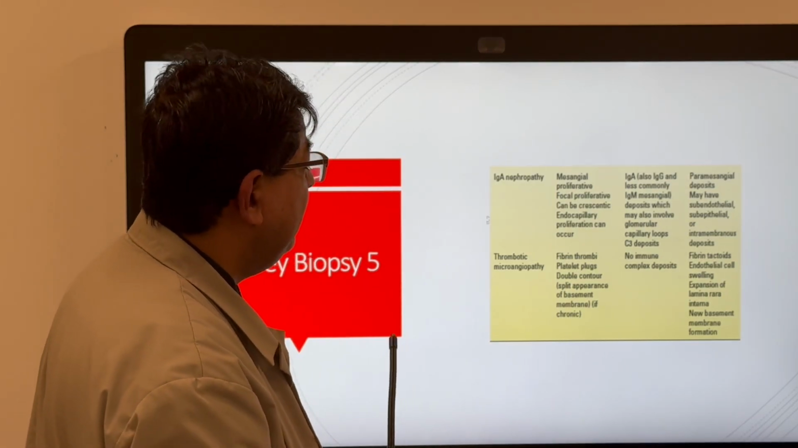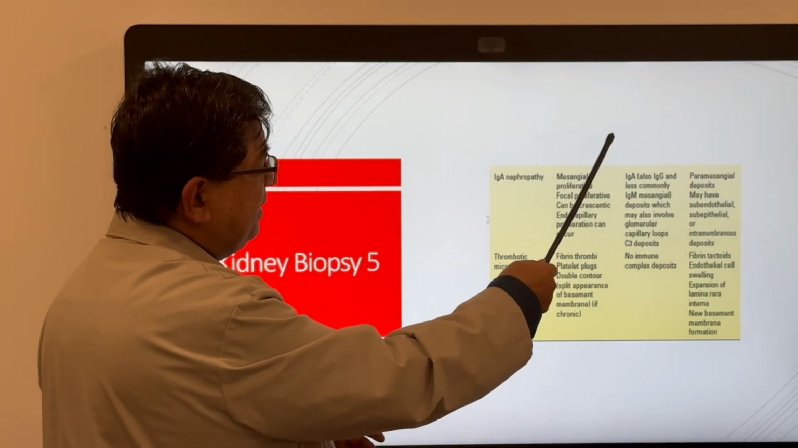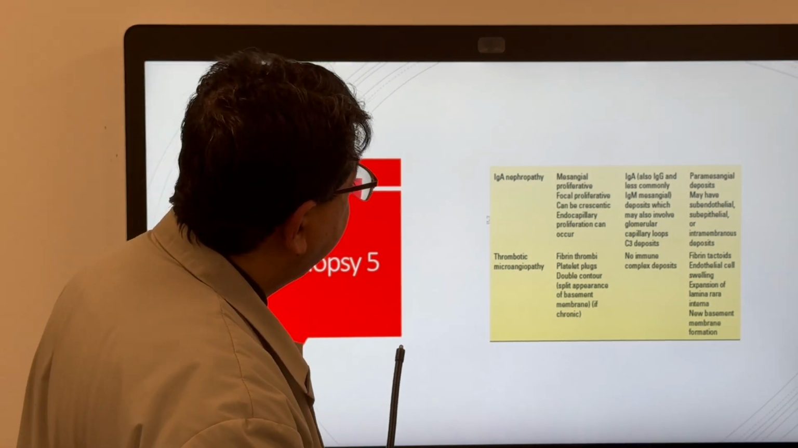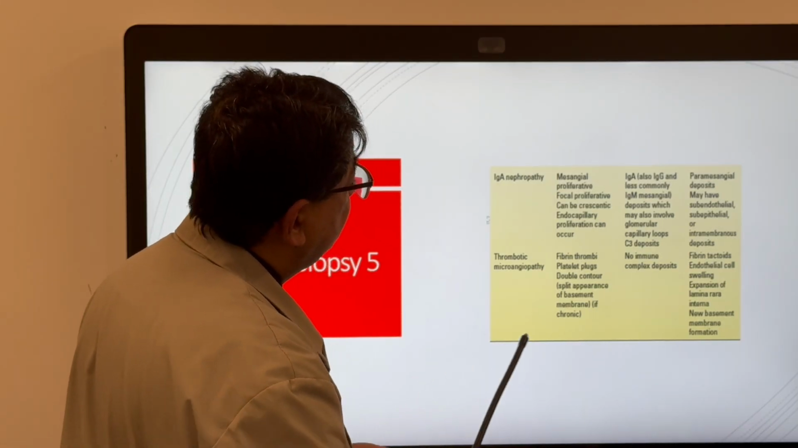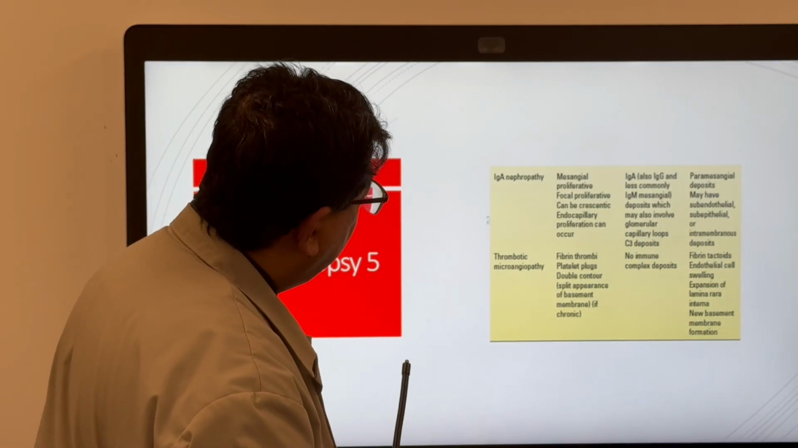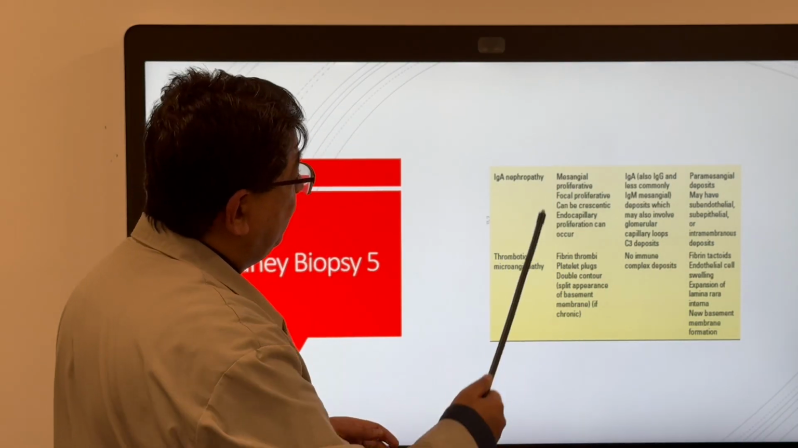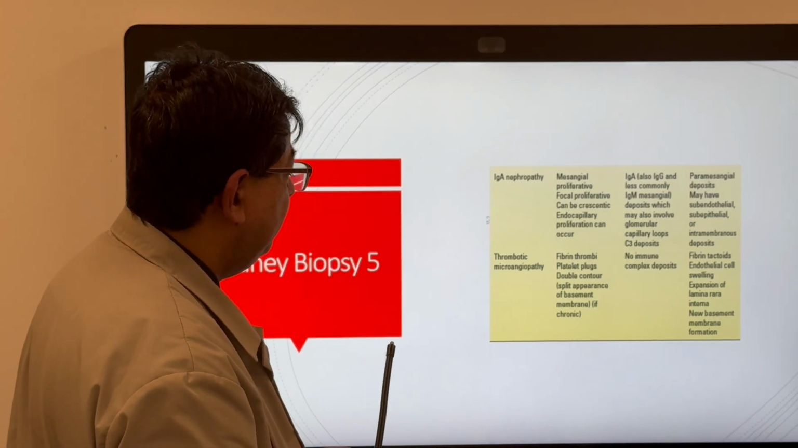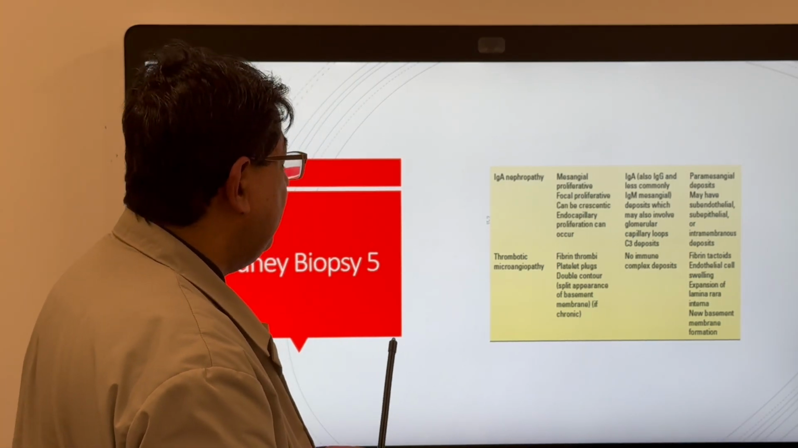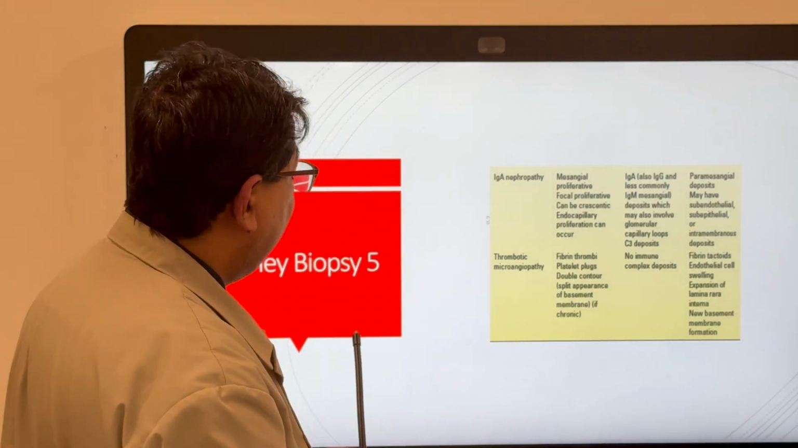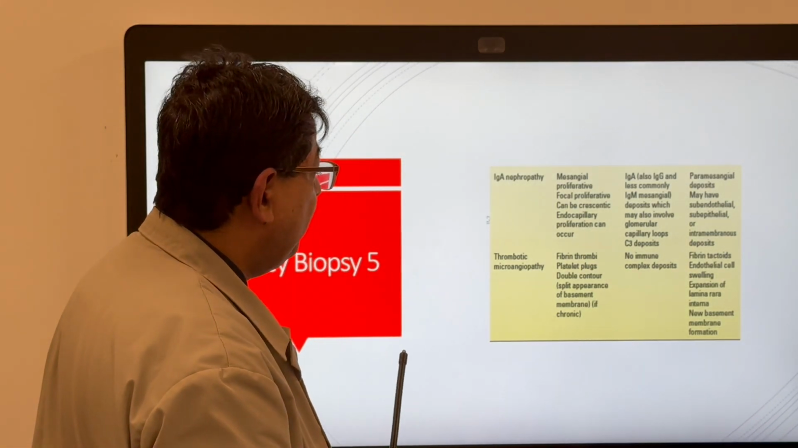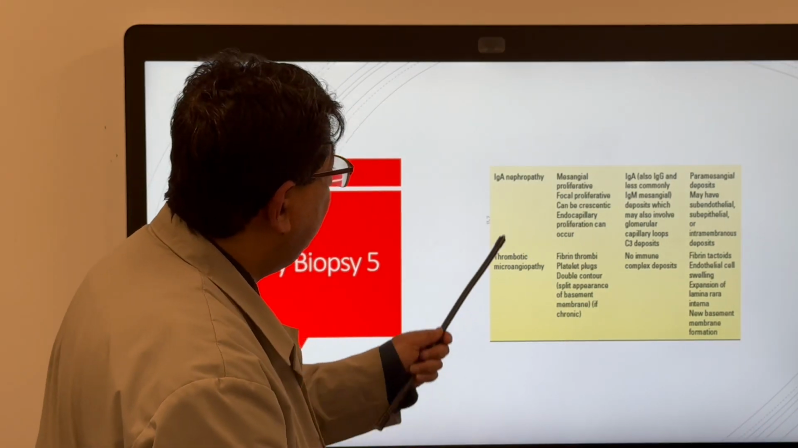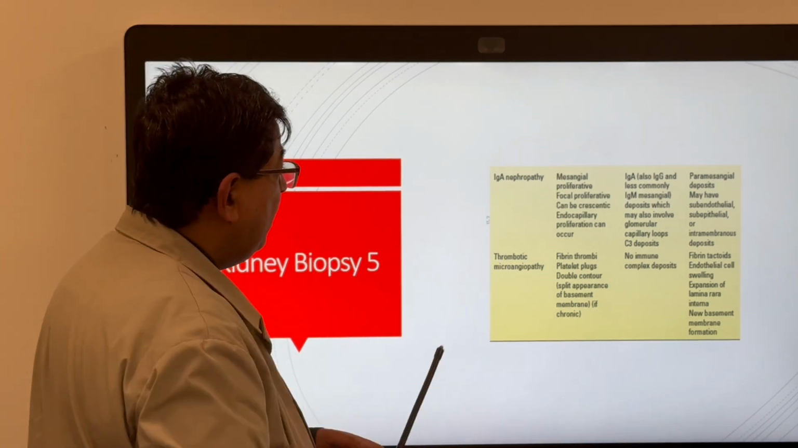IgA nephropathy typically means that the IgA is the main staining appearance of the immunofluorescence. You may also have C3 deposition. And then in the light microscopy, you're going to have mesangial proliferation. You can have a focal proliferative pattern as well. And IgA, in some cases, can be crescentic. And obviously, that requires more intense immunosuppression. And you can see endocapillary proliferation. But when you think IgA nephropathy, you should think mesangial proliferative.